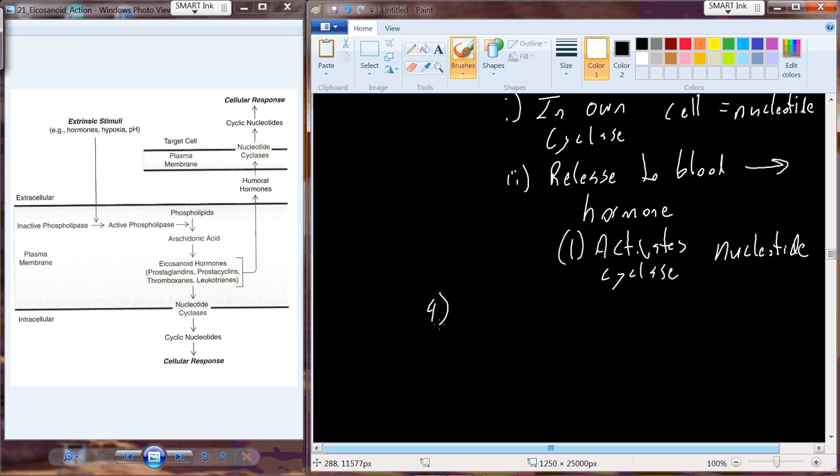The last signaling system that I want to touch on are what are known as the cytosolic hormone receptors.